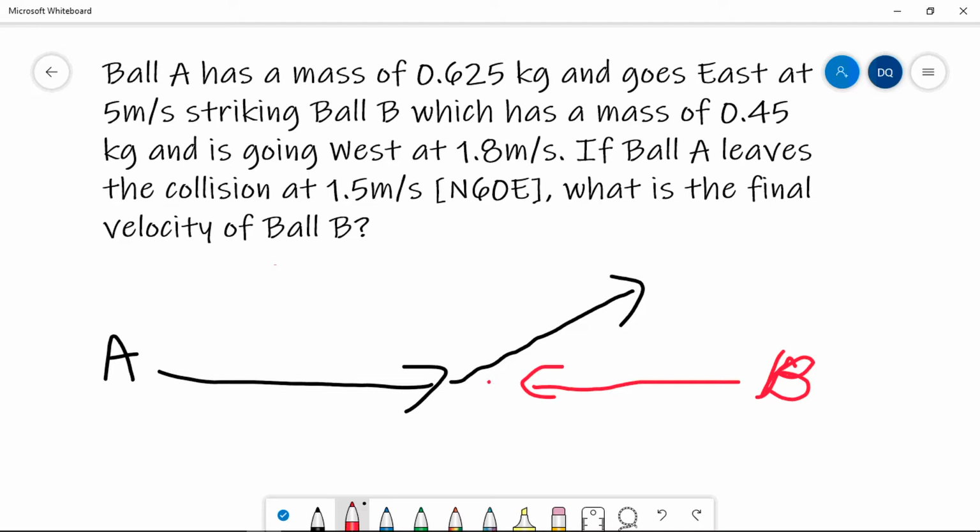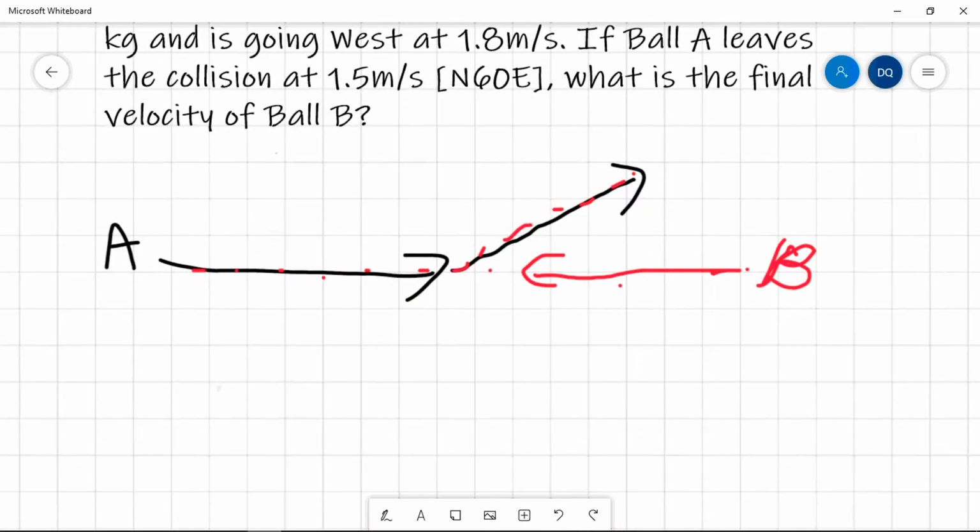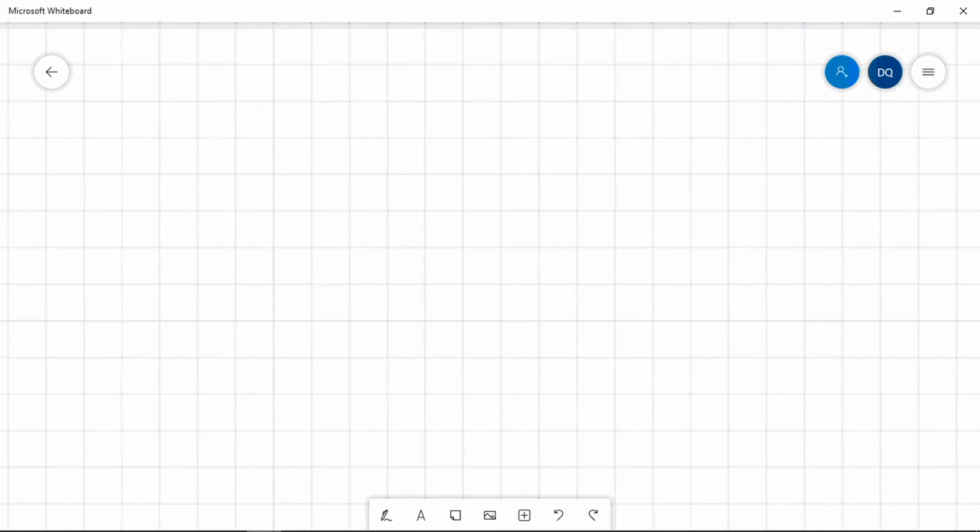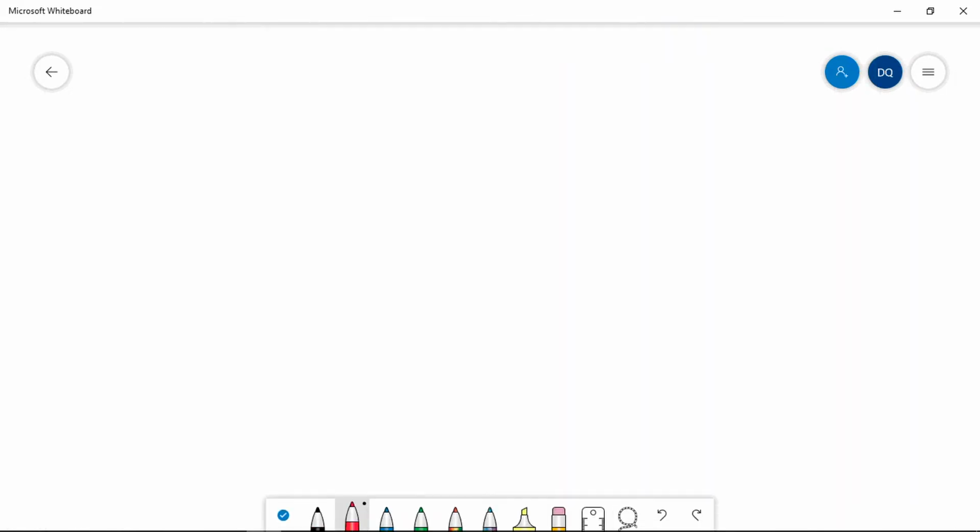So this is the point of the collision. Ball A came in and then took off this way. Which way is ball B going to end up going? To solve this problem, we're going to find the total momentum in the system before the collision and know that that's going to be the same momentum after the collision. So this is before.